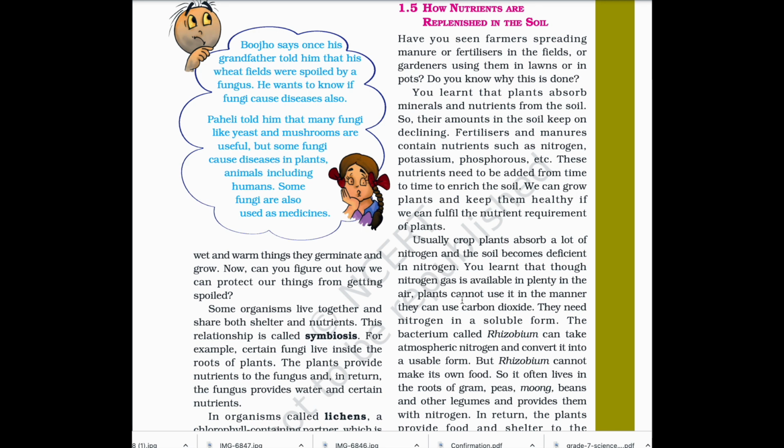Usually, crop plants absorb a lot of nitrogen and the soil becomes deficient in nitrogen. You learned that though nitrogen gas is available in plenty in the air, plants cannot use it in the manner they can use carbon dioxide. They need nitrogen in a soluble form. The bacterium called Rhizobium can take atmospheric nitrogen and convert it into a usable form.